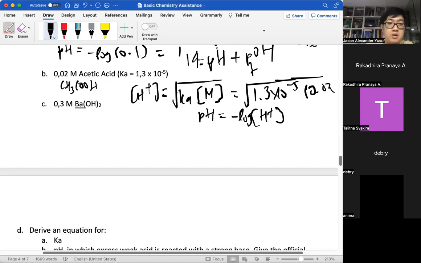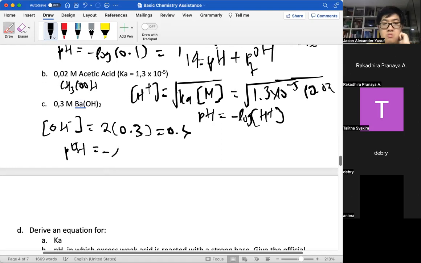And next, we're going to calculate the pH of a base. Barium hydroxide is a strong base. So we have to first calculate the OH minus concentration. If you look at the number of OH ions, there are 2 of them. So 2 times 0.3, that's 0.6. And all we have to do is put it into this equation.